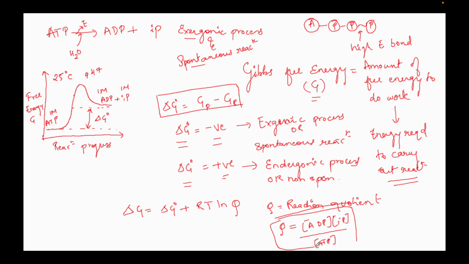this is the reaction quotient, and at K equilibrium, that is when the reaction is in equilibrium, which is rarely occurring inside the cell, delta G becomes 0, and then we have delta G naught equal to minus RT ln K equilibrium.